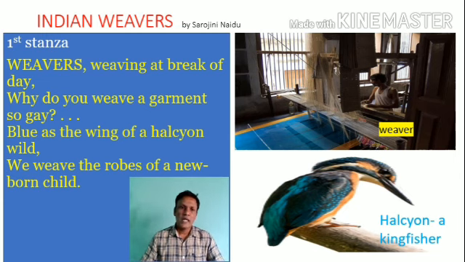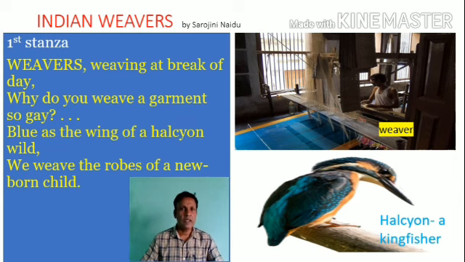The weavers answer that we are weaving this cloth, this garment, this dress, we are preparing the dress for the newborn child. Here it means that morning is the symbol of happiness. Morning is the symbol of new beginning. The blue cloth is the symbol of something fresh.